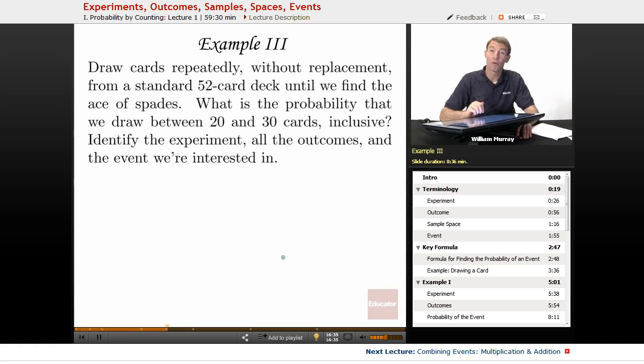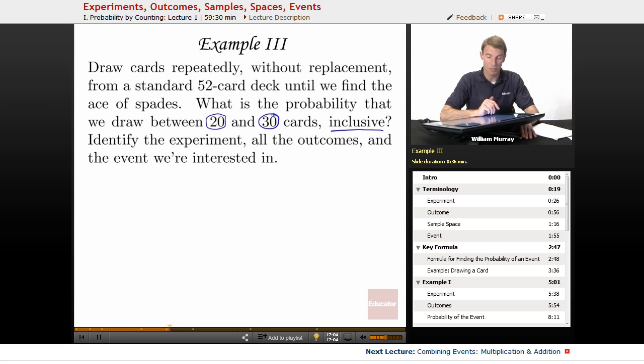For our next example, we're going to be drawing cards from a deck. We're going to take a standard 52 card deck, and we're going to keep drawing cards until we find the ace of spades. So the question is, what's the probability that it will take us between 20 and 30 cards, including 20 and 30? That's what inclusive means. When it says inclusive, it means you include those starting and ending values.